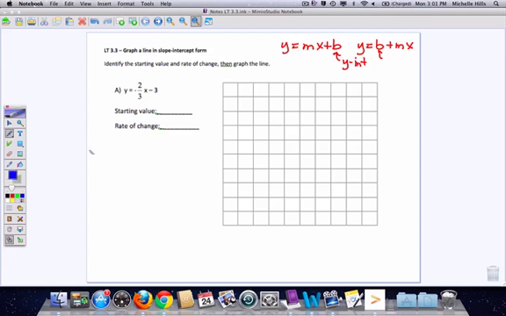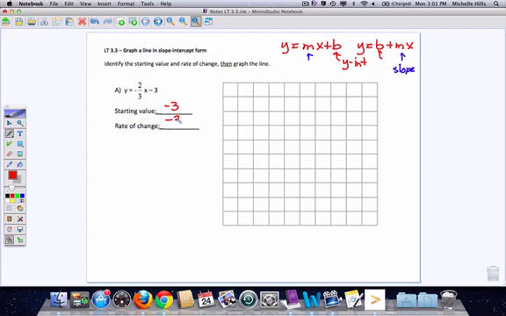The m, which is the coefficient of the x term, is the slope. So it doesn't matter whether they put the x term after the constant or the x term before the constant. I'm going to look for the constant, that's my y-intercept, and then I'm going to look for the coefficient of x, and that's my slope, or my rate of change. So my starting value is the constant, which in this case is -3. My rate of change is my slope. That's the coefficient of the x, so it's -2/3.